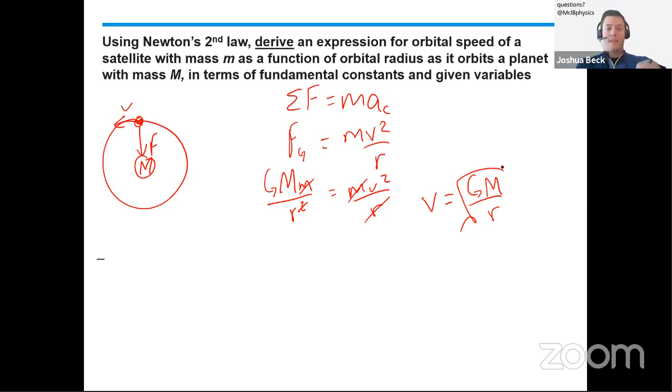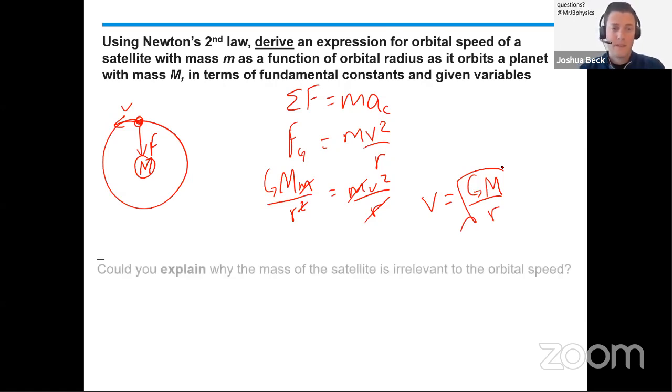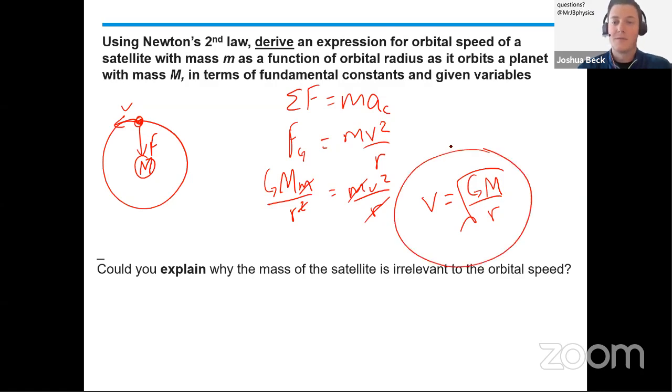Now, a little bit different way to approach this, especially in preparation for your upcoming exam where you're going to be typing and writing everything. Could you explain this? It's a similar type question, but rather than deriving it, I'm asking, could you explain why the mass of a satellite is irrelevant to its orbital speed? I don't want you to use this equation. This one right here, don't use that. You just derived that. I want you to explain in your words why the mass of the satellite is irrelevant.